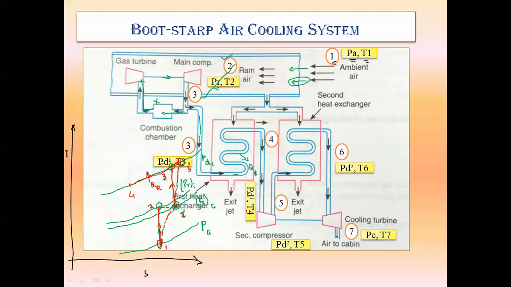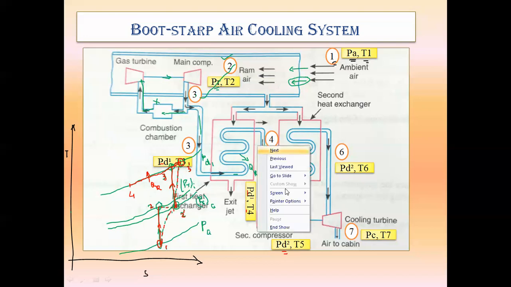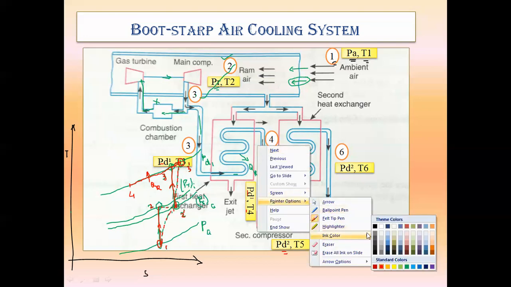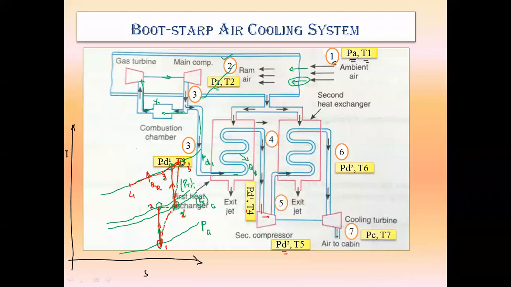Now whatever outlet of first heat exchanger will be there, that will be supplied to the secondary compressor. Inside the secondary compressor, pressure will increase from PD1 to PD2. That means one more pressure line will be there, that will be called as PD2. So I will draw one more pressure line called PD2. Suppose this is the PD2 pressure line.